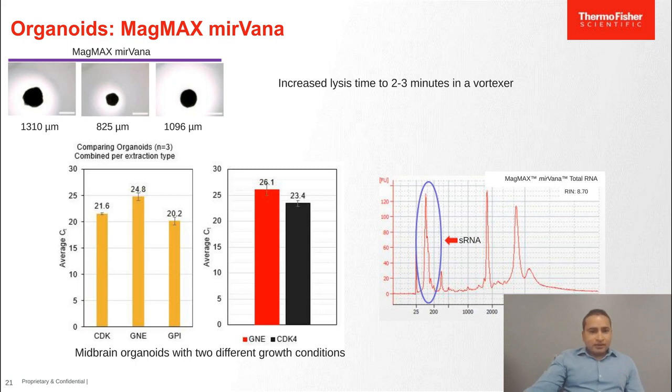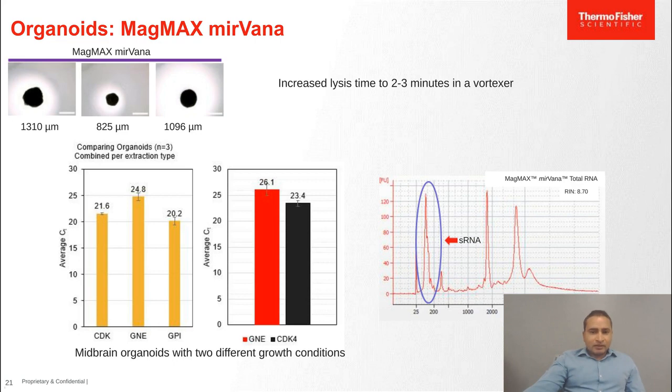So to ensure that the extraction protocols produced high-quality RNA and did not reduce RNA integrity, we also analyzed the quality of RNA isolated from individual organoids using the Agilent bioanalyzer. The electropherogram traces indicated that high-quality RNA could be isolated with minimal loss of integrity, as shown here by an RIN value, or RNA integrity number, of 8.7.